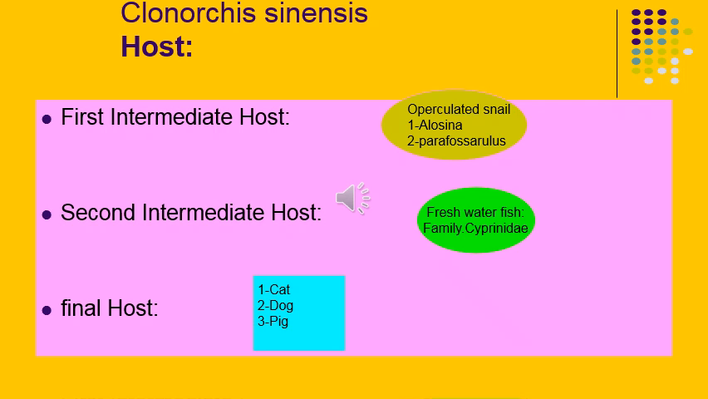After that, we have the second intermediate host for Clonorchis sinensis. The second intermediate host is freshwater fish. Of course, the family Cyprinidae is the most common group of fishes infected by Clonorchis sinensis cercaria. The final host of Clonorchis sinensis is cat, dog, and pig.